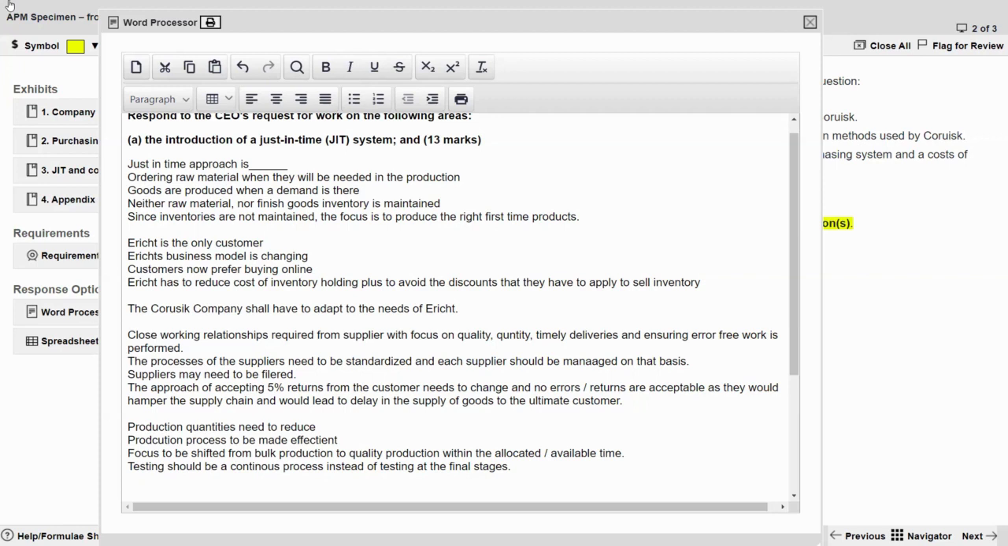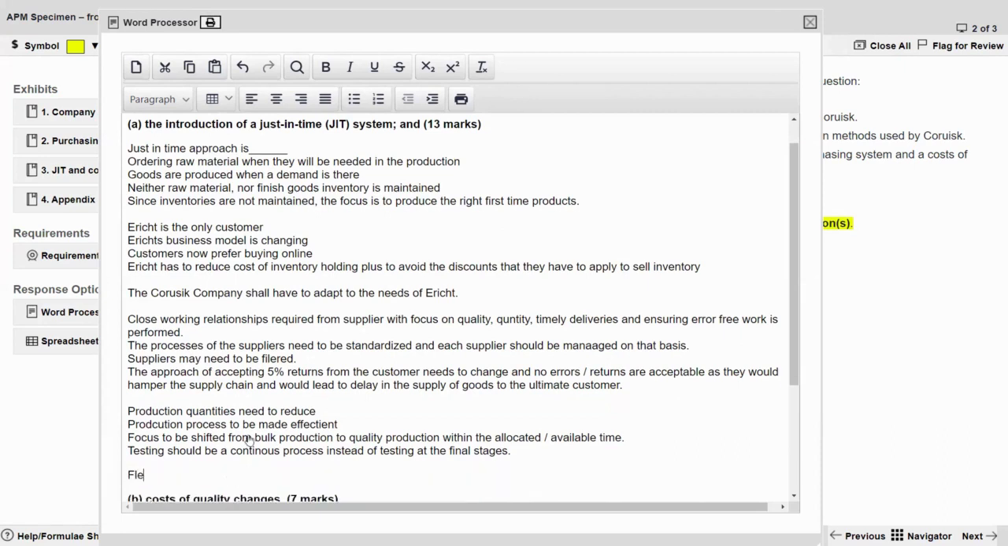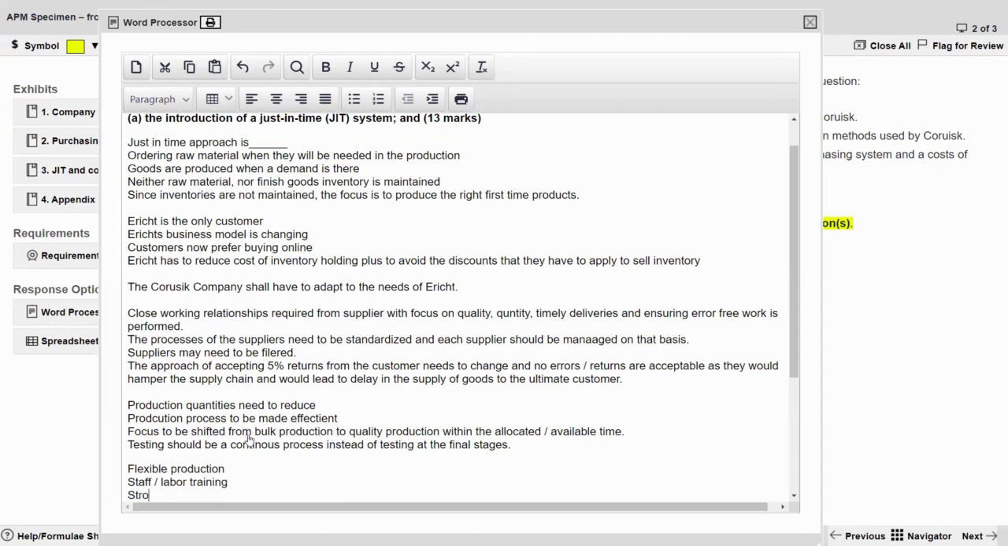Okay, good enough. There were a few inputs from Julian, which was about flexible production. We'll talk about it. Skilled labor due to economic dynamics and so on. I'm just going to put in a few things here. I'm not able to copy. Anyways, it's about flexible production, staff or labor training, strong relationships with the suppliers.